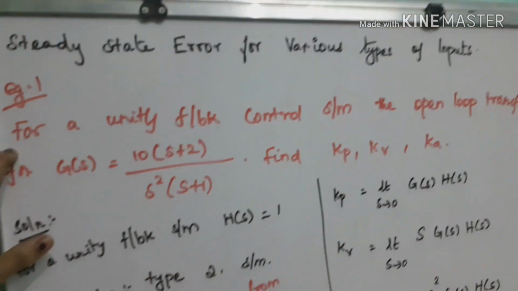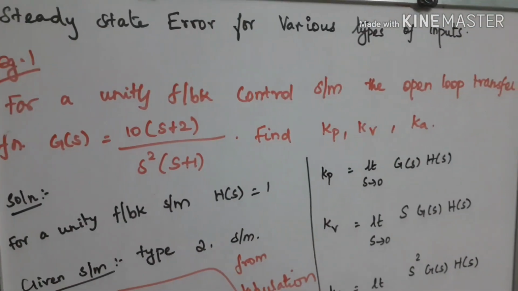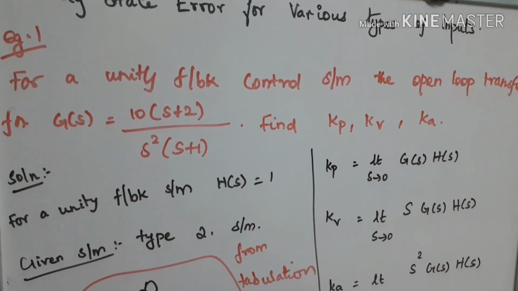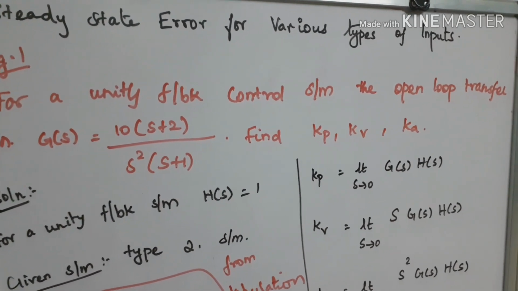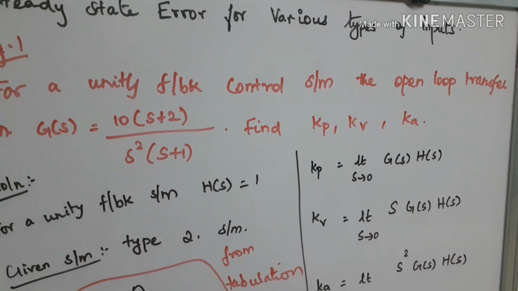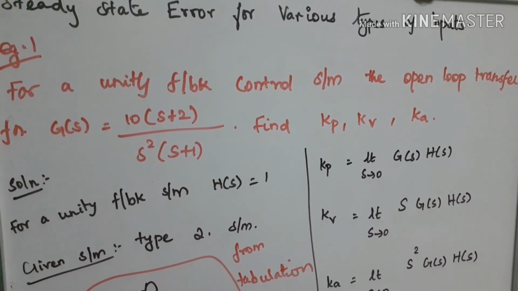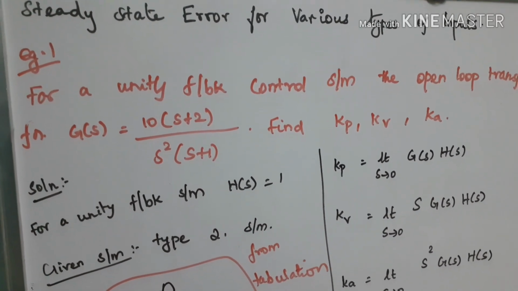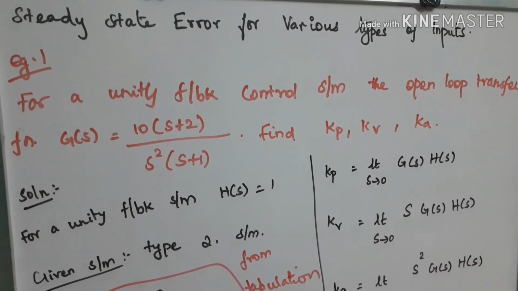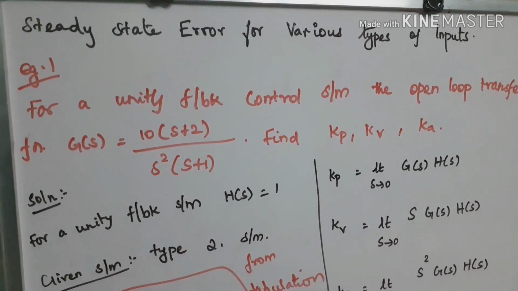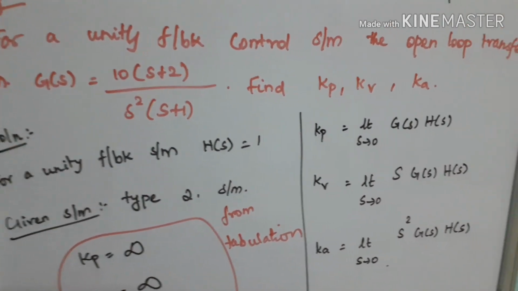For a unity feedback control system, the open loop transfer function G(s) is equal to 10(s+2) by s squared (s+1). Find Kp, Kv and Ka. What is Kp? Positional error constant. What is Kv? Velocity error constant. And Ka is the acceleration error constant.